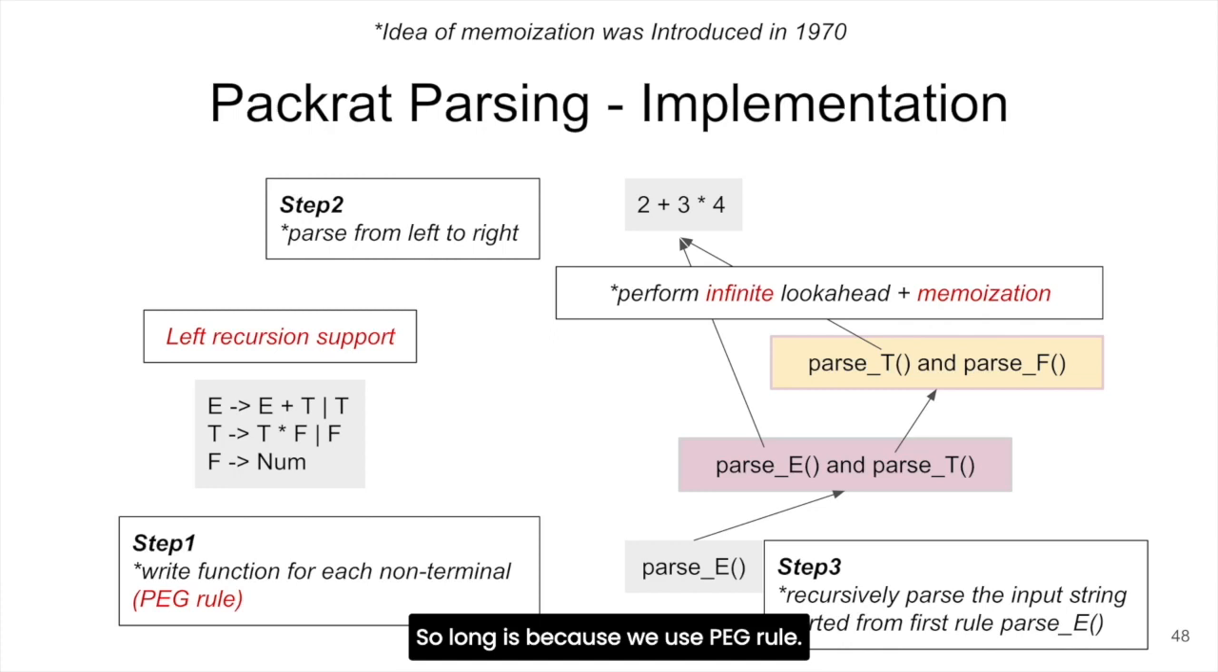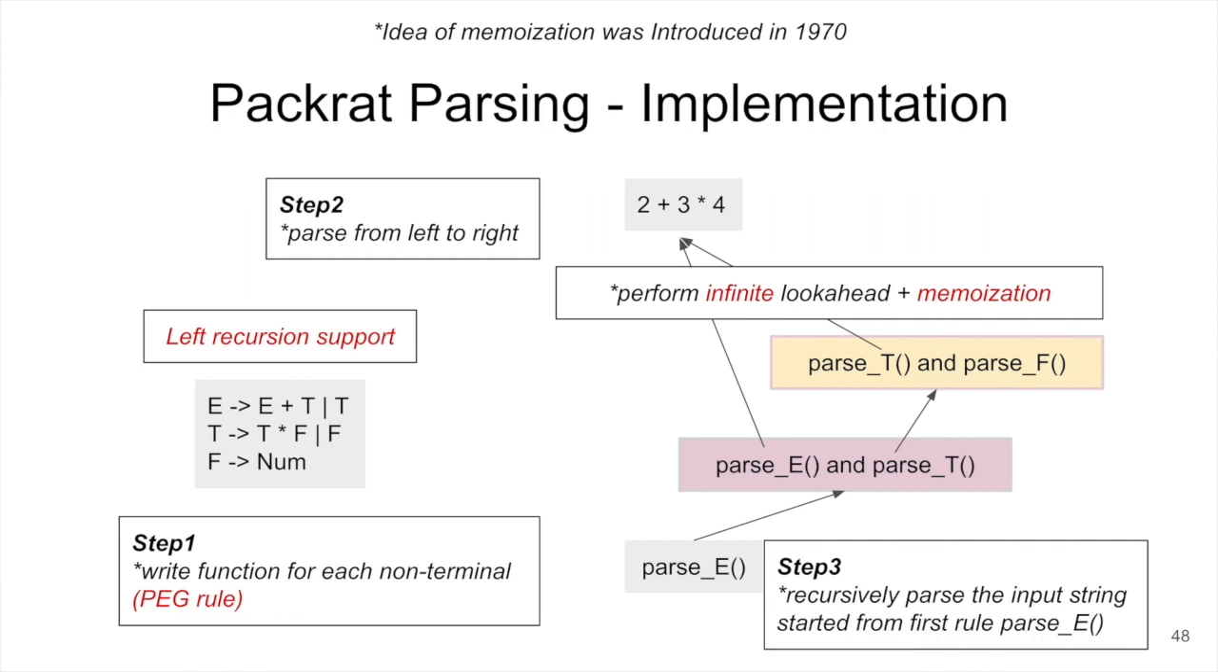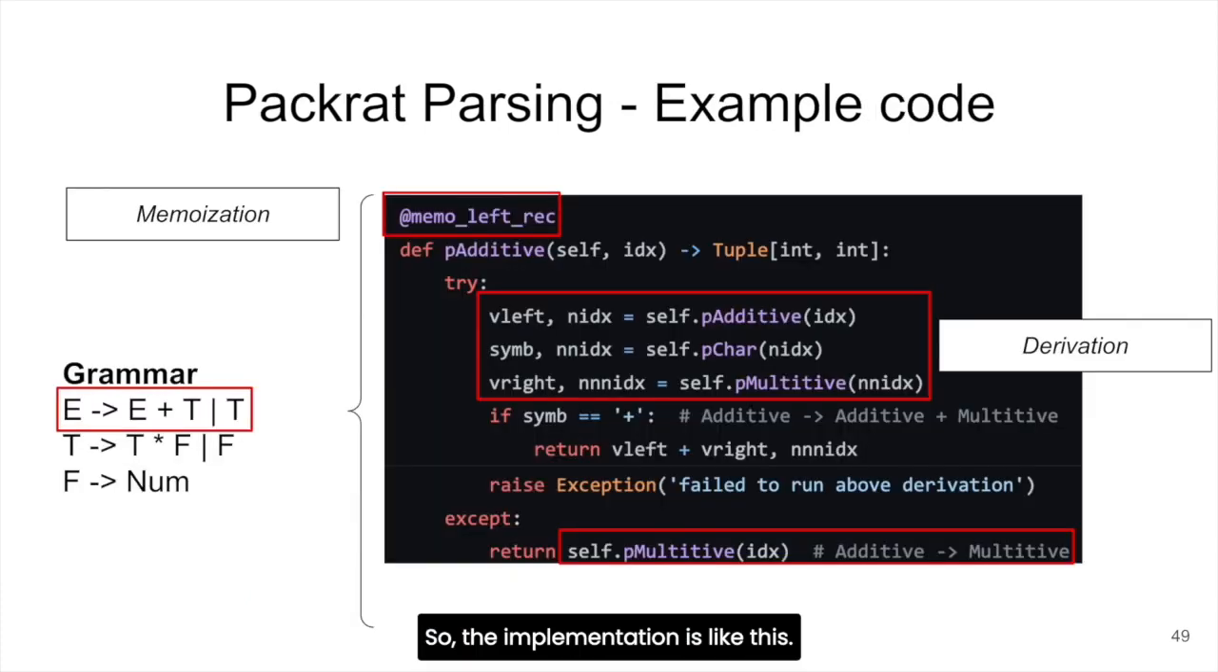And why it's allowed is because we use PEG rules. We no longer accept ambiguous syntax. And how do we implement that? We use an approach called memoization. So the implementation is like this.